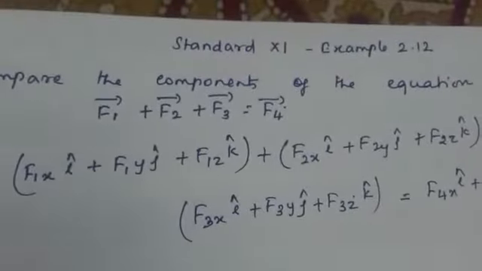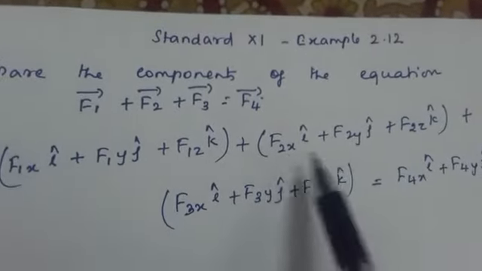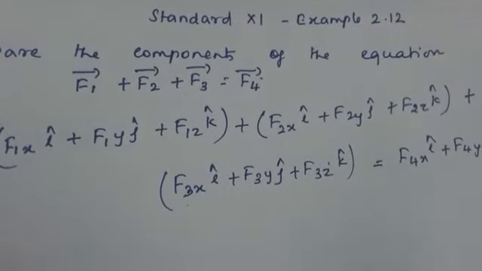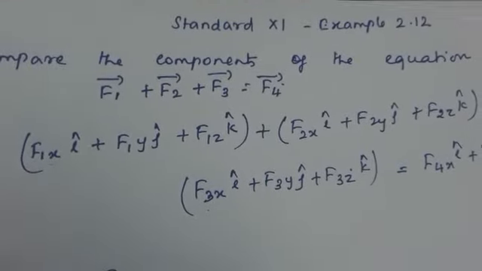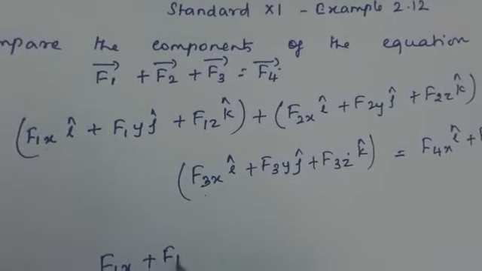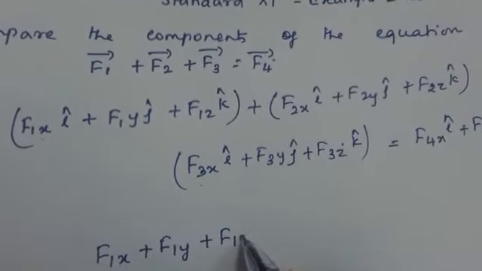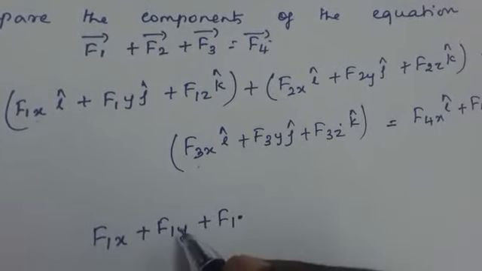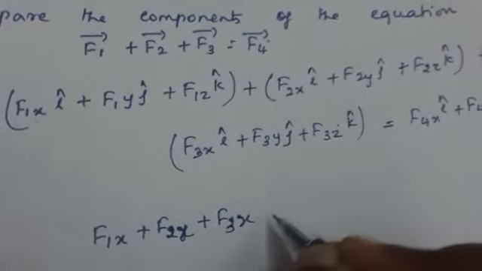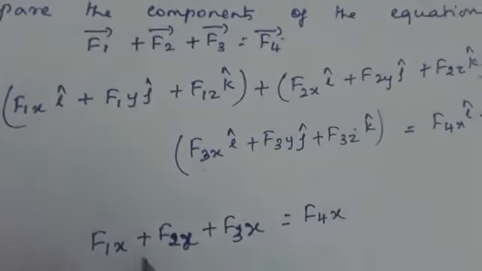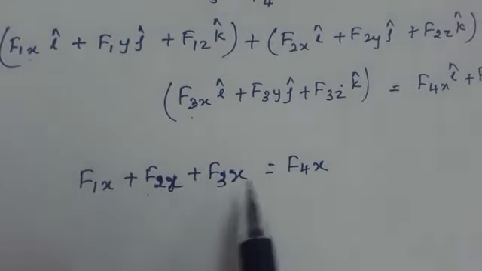Now we can go for comparing only the x components. When you compare the x components, this is an x component, this is an x component, and that is, the coefficients of i are all x components. So how to write it? f1x, f2x, f3x, which is equal to f4x. Only the x components we are comparing. That is f1x plus f2x plus f3x equals f4x.